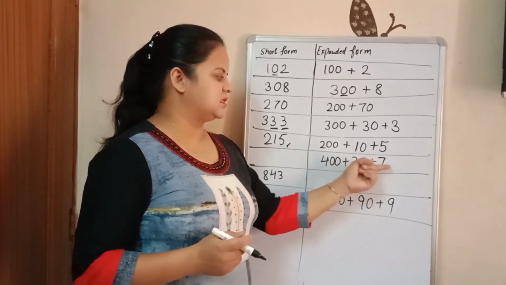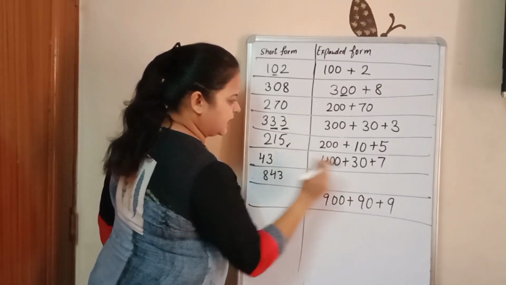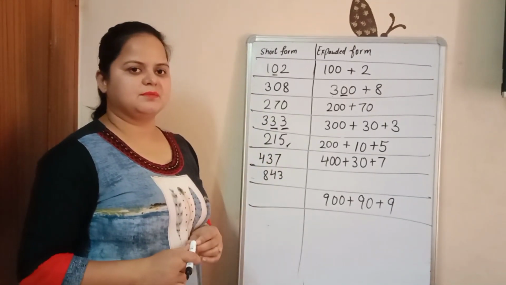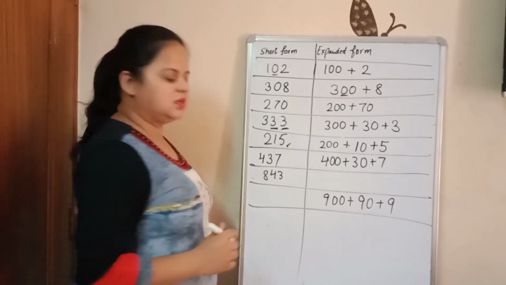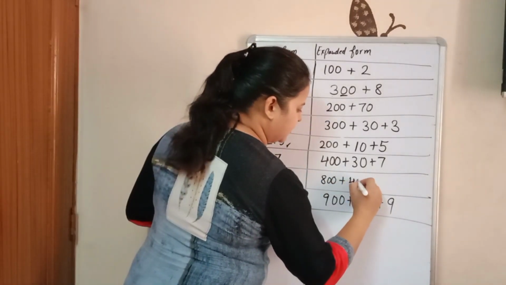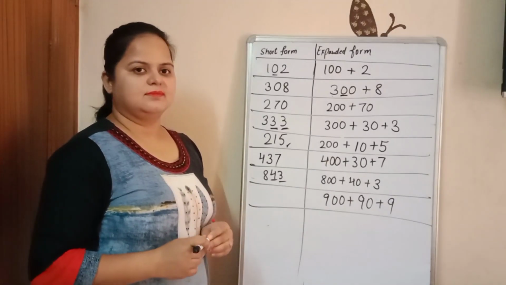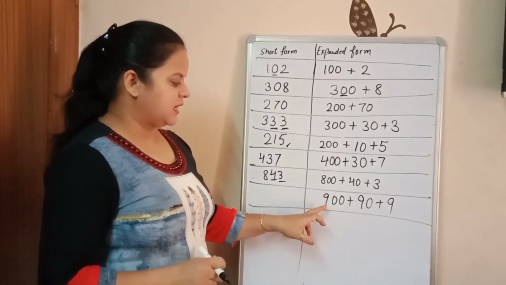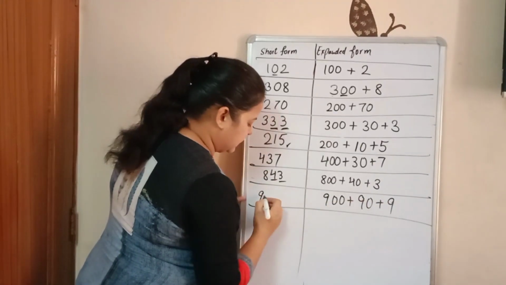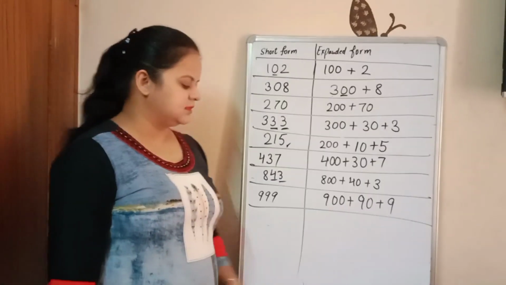Next is 400 plus 30 plus 7. So 400, 30 means 3 tens, 7 means 7 ones. 437. 843: 800 plus 4 tens, 40, plus 3 ones means 3. Understand? Good. 900 plus 90 plus 9. 900 means 9 hundreds, 90 means 9 tens, and 9 ones. Again 9. 999 is the correct answer.